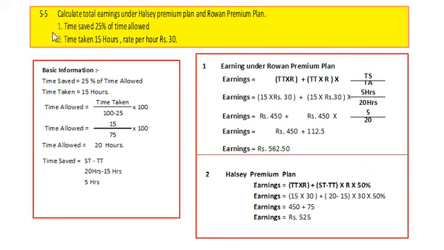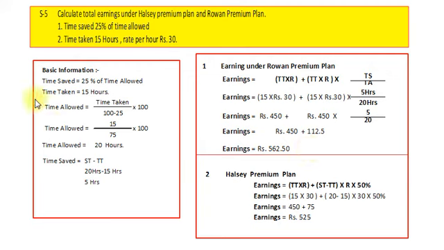Now we will see another example. Calculate total earnings under Halsey Premium Plan and Rowan Premium Plan, and the given data is number 1, time saved is 25% of time allowed, and number 2, time taken is 15 hours and rate per hour is rupees 30.